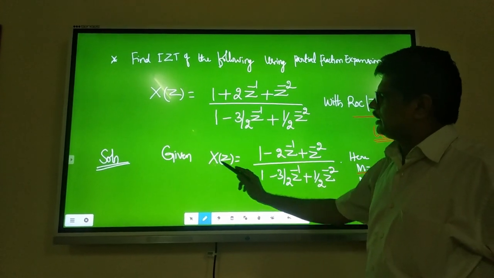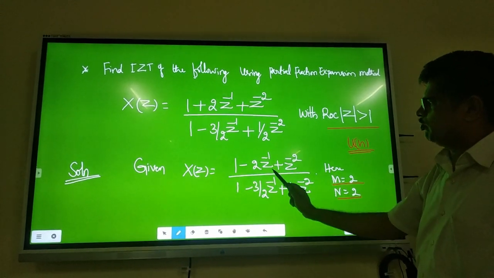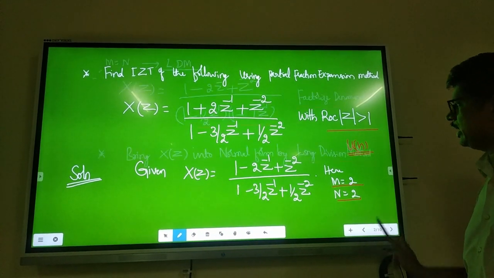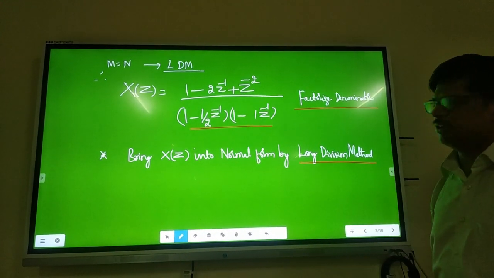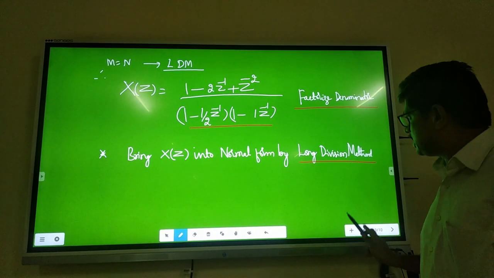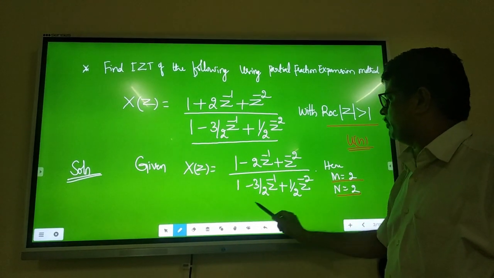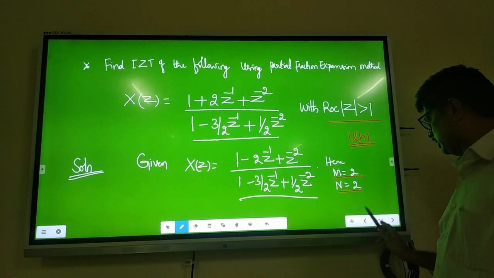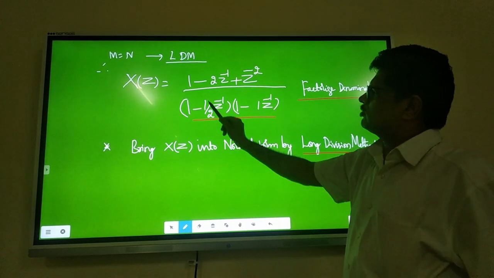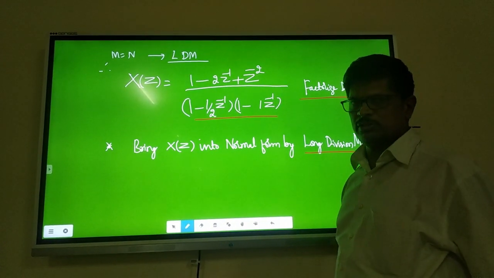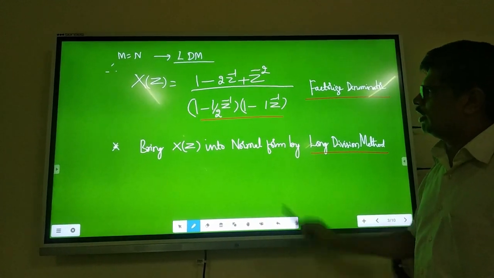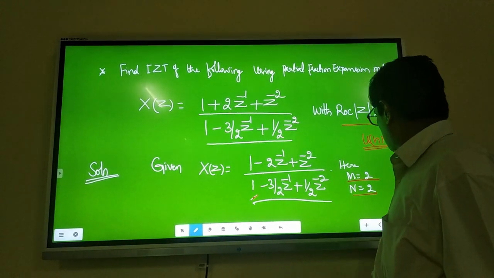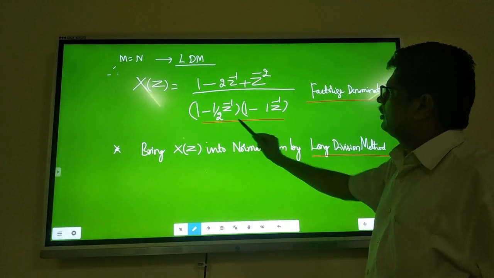Right? Second method. Now first write the given X of z as it is: 1 plus 2 z inverse plus z power minus 2 in the numerator, and the denominator the same. Now immediately factorize the denominator. We did this in the last class also. See this, factorize this denominator. For example, 1 minus 3 by 2 is there, plus 1 by 2 is there. Now if I factorize, I get 1 minus 1 by 2 z inverse, 1 minus 1 z inverse. You have done this 100 times in maths, right? How do you get 1 into 1? 1. See this, 1. Then, the middle term, minus 1 by 2, minus 1.